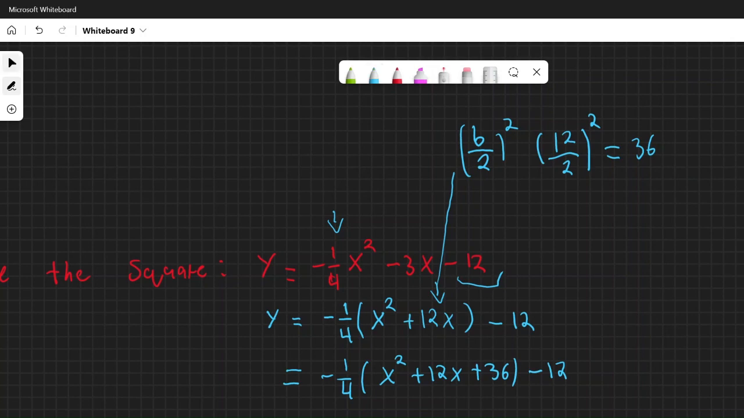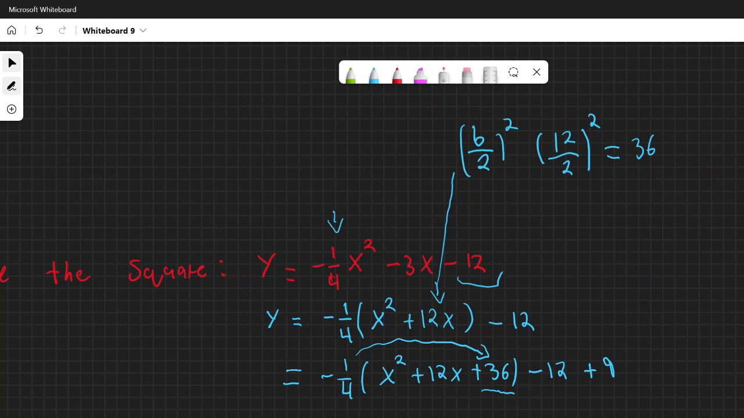And so now we have to cancel out what we just did. So we just added 36 for no reason, and that 36 is multiplied by negative 1 over 4. So 36 times negative 1 over 4, that is the same as subtracting 9. So in order to balance this out and keep the equation the same, we have to add 9 to the outside.